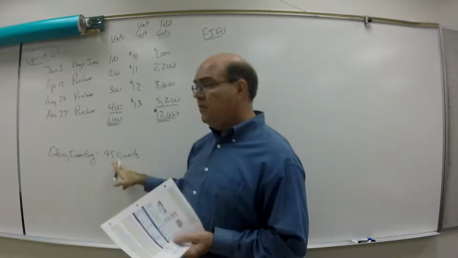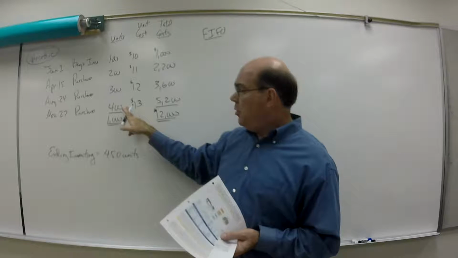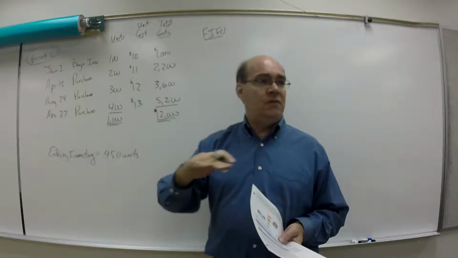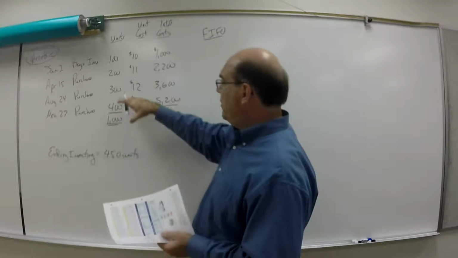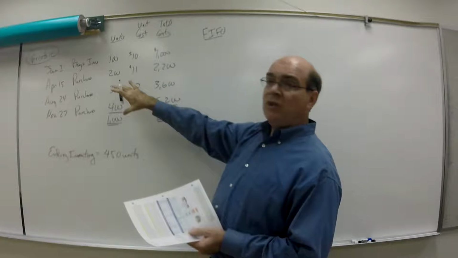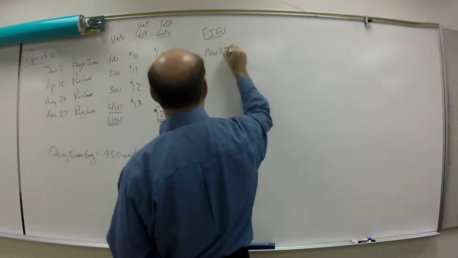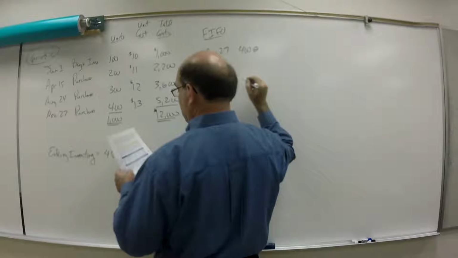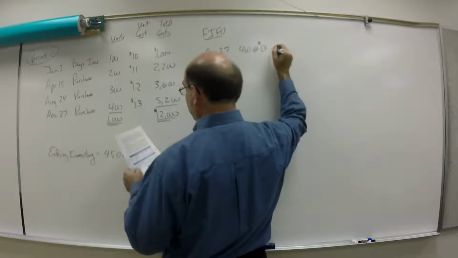And how many do we have? 450. So we're going to start with the last ones, and we're going to work our way up until we get to 450. We're going to create layers, if you will, of our valuation of our inventory. If FIFO, the first ones in were the ones that we sold, then the last ones were the ones that are left over. So we start with the 400. On November 27th, we had 400 at 13, okay? So that equals 5,200.